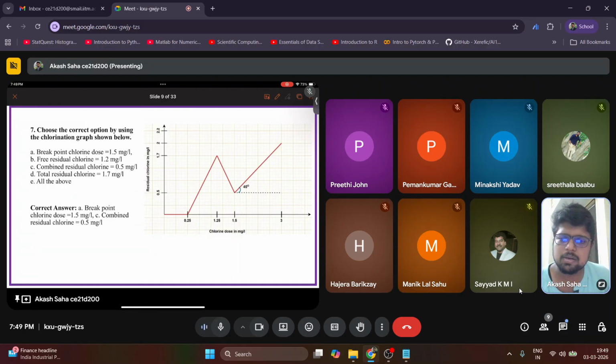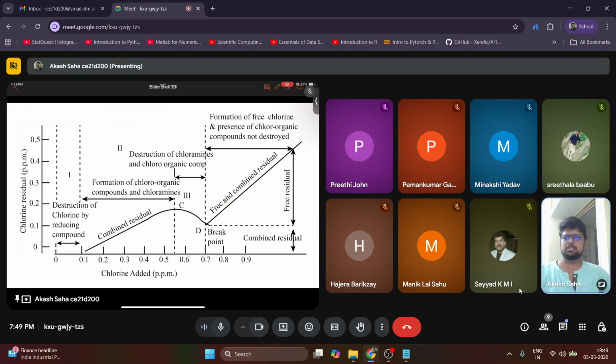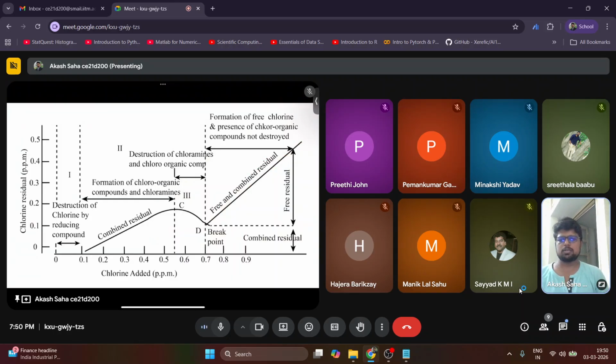Moving to the next problem now. I hope this is clear to all of you. So this is the overall diagram of the breakpoint chlorination curve.